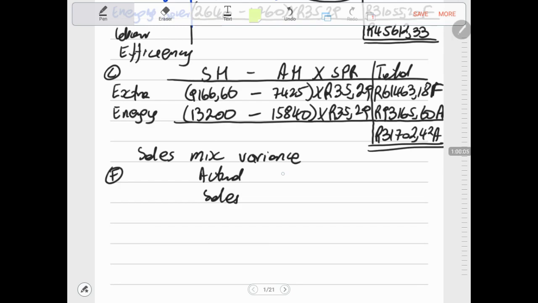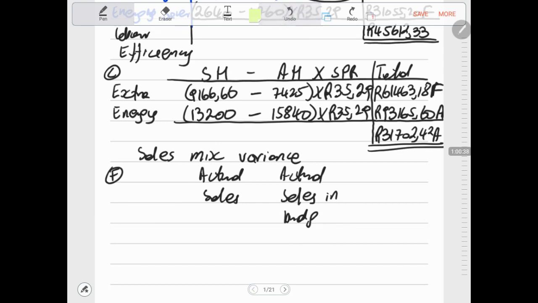This one is very long to write, but I'll still write it. It is actual sales in budgeted proportion. And I like the way they write proportion because they make it very clear for you. It is actual sales in budgeted proportion.